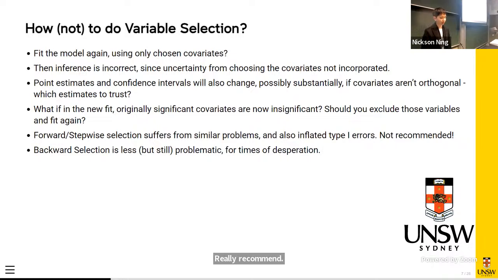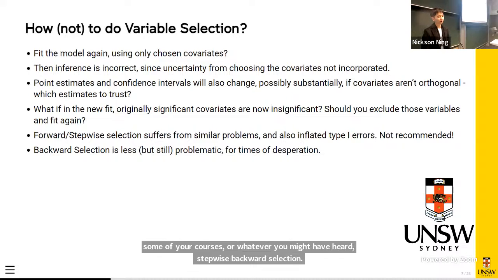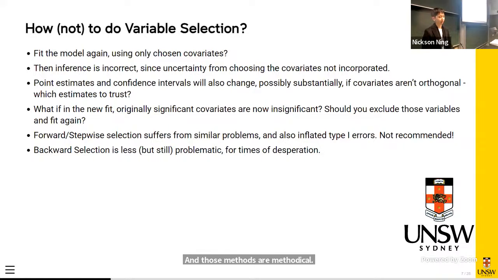So backward selection is kind of the lesser of the evils. You might have heard in some of your courses of forward, stepwise, backward selection. Those methods are methodical, but they do suffer from this: your inference, for example, is pretty likely going to be incorrect. But in terms of this variation, I think in old versions of SPSS you only have those choices. Then backward selection is kind of the lesser evil of these.